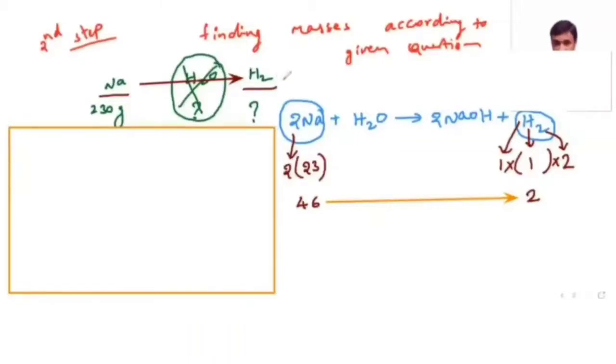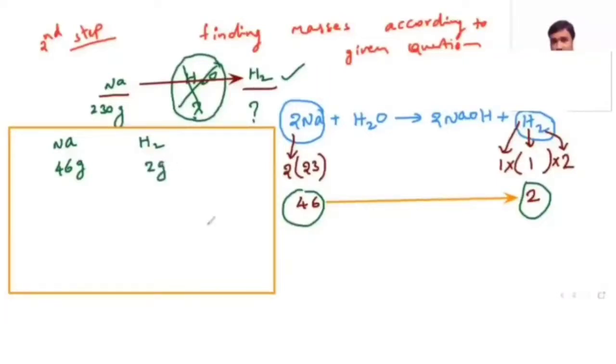So now, using the same relation, what you observed in your second step, sodium to hydrogen. According to your original equation, 46 grams of sodium is reacting with water and producing 2 grams of hydrogen. According to your relation from the question, 230 grams of sodium is given, reacting with water and producing what amount? Not given, so here I'm taking that as an unknown value. X is produced.